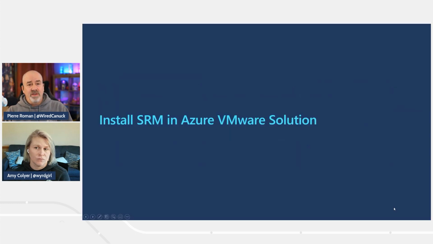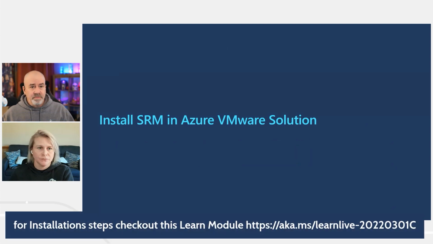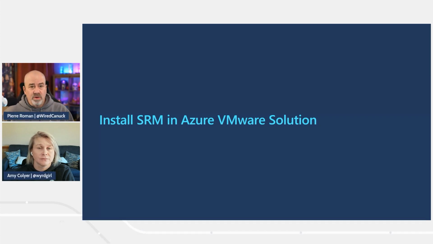But the plan is, once you've got your AVS environment up and running, and of course, if you don't have one already, we've already covered how to install and get going with AVS in the module that I've now listed at the bottom of the screen, aka.ms/learnlive-2022-0301C, because today we're doing 01E. There's a whole module on how to install it and how to get going. So check that out. Then you can go back to the one we have now.